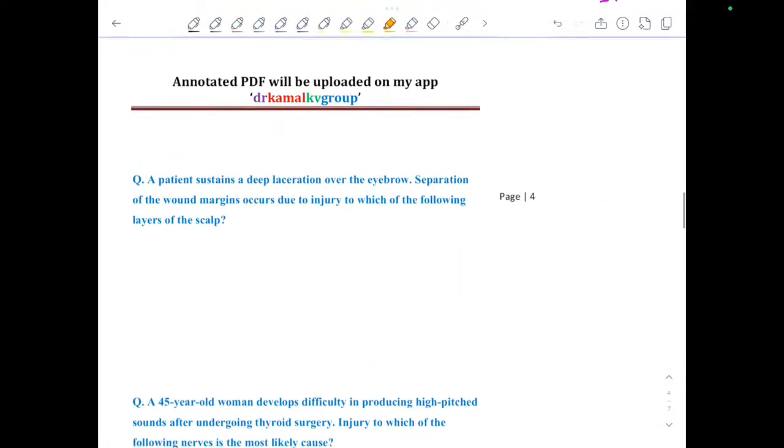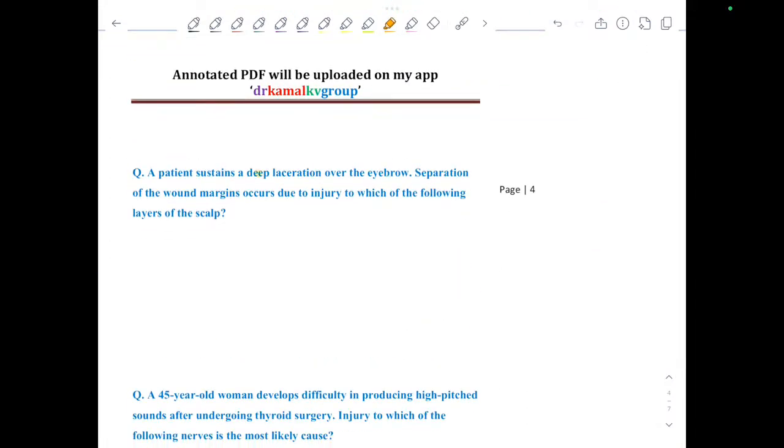Then next question: a patient sustains a deep laceration over the eyebrow. Now separation of the wound margin occurs due to injury to which layer of the scalp? Now separation, actually the exact word is gaping, right. So gaping means opening up of the wound. In simpler terms you can call it opening up of the wound.